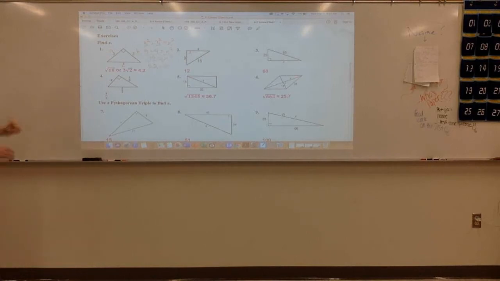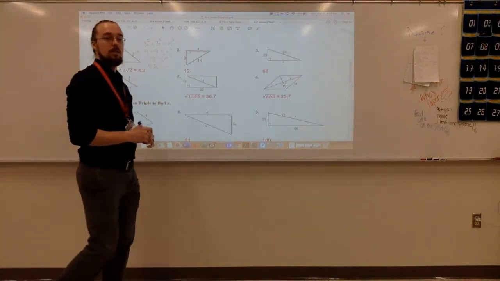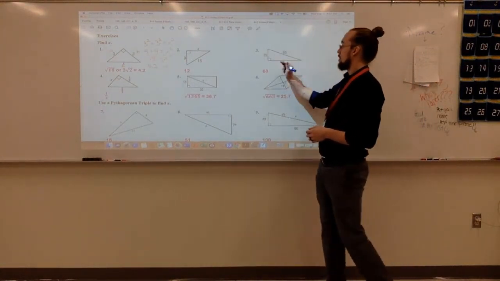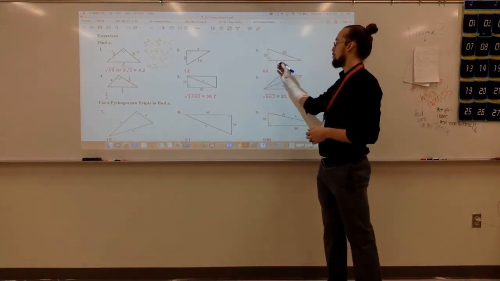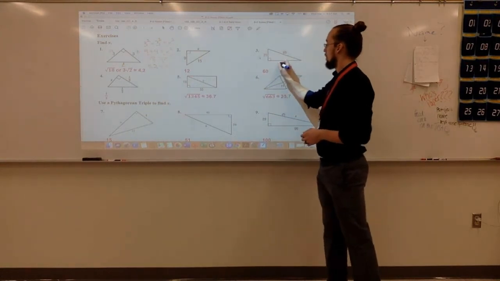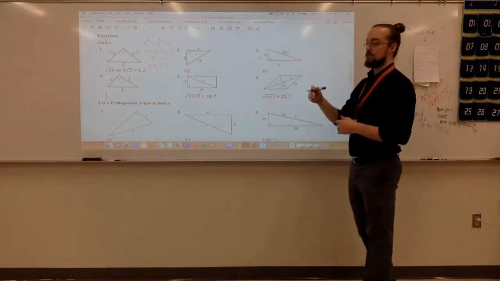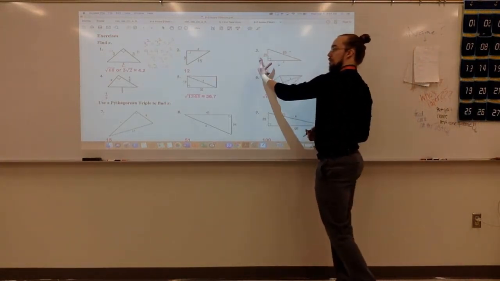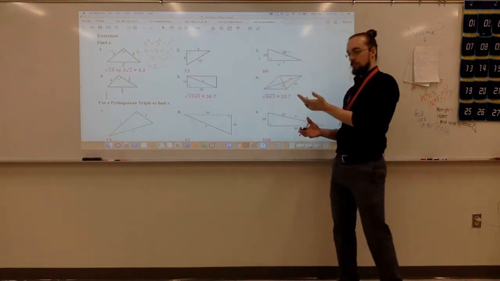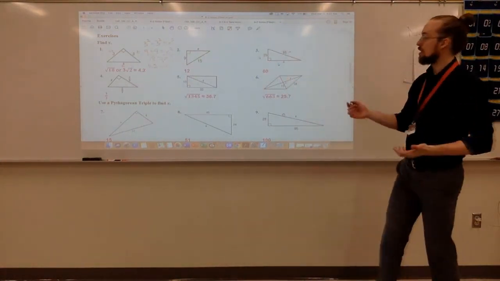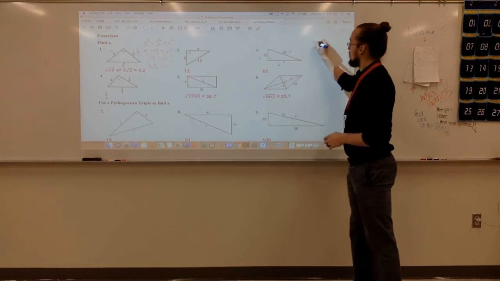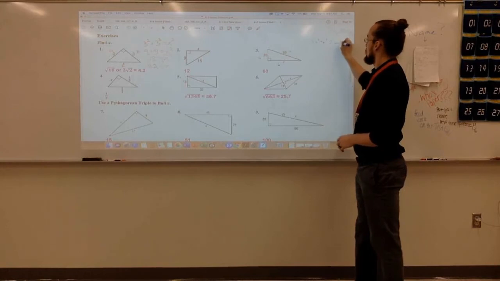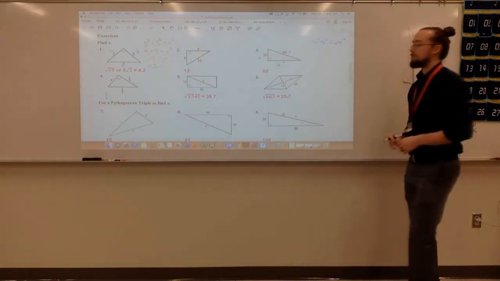Number 3? On 3, these two sides here, the 25 and the X, would be my A and B, and then 65 would be my hypotenuse, or C. Remember, it doesn't matter which one's A and which one's B, just as long as the two legs are A and B. So my setup would be 25 squared plus X squared equals 65 squared.